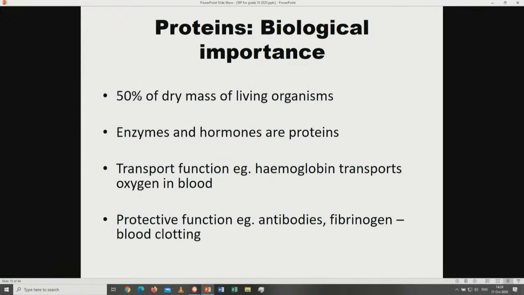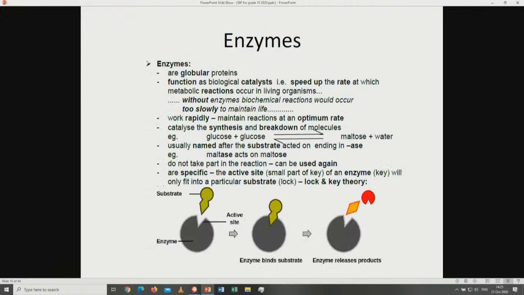Biological importance of proteins: they make up 50% of the dry mass of living organisms. They work as enzymes and as hormones. As enzymes, we know that proteins are biological catalysts, and as hormones, they are chemical messengers that send messages to target organs. And we know that all enzymes and all hormones are made up of proteins. They also serve a function in transport, as hemoglobin transports oxygen in the blood. They also protect the body from infections, as antibodies are proteins, and fibrinogen is involved in blood clotting.